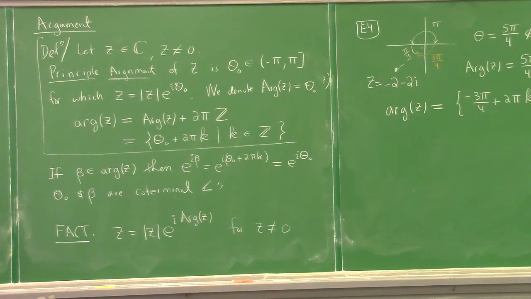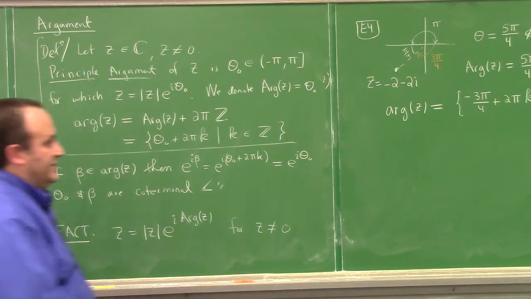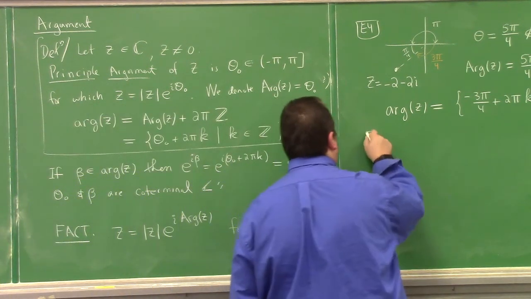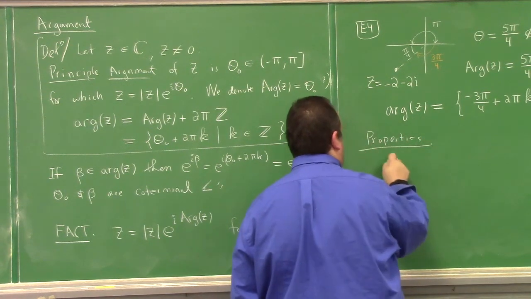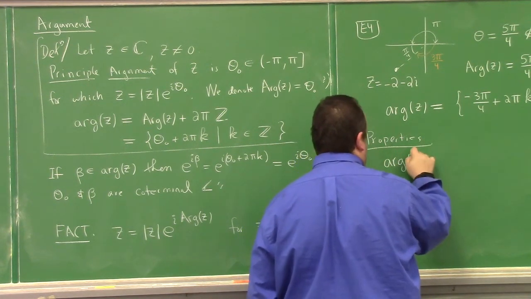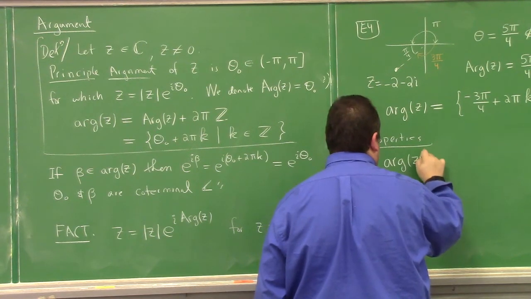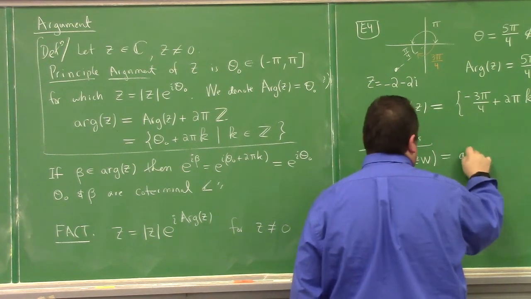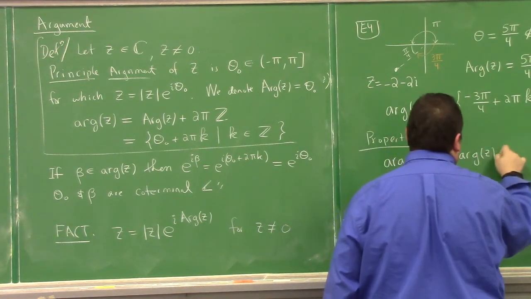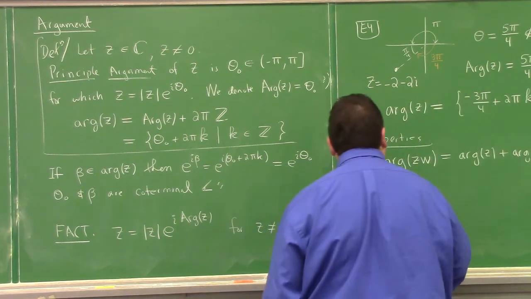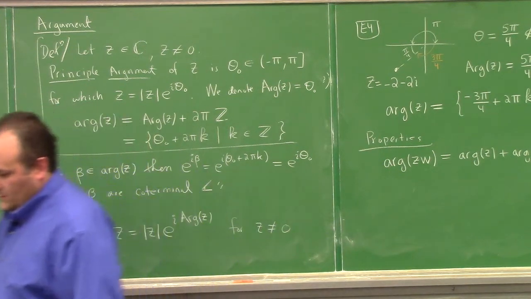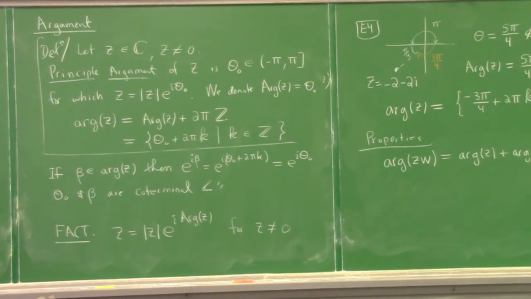All right. So there are properties. If we have arg of zw, it's equal to arg z plus arg w. And what else can I say? I'm trying to remember. I guess that's the main one.